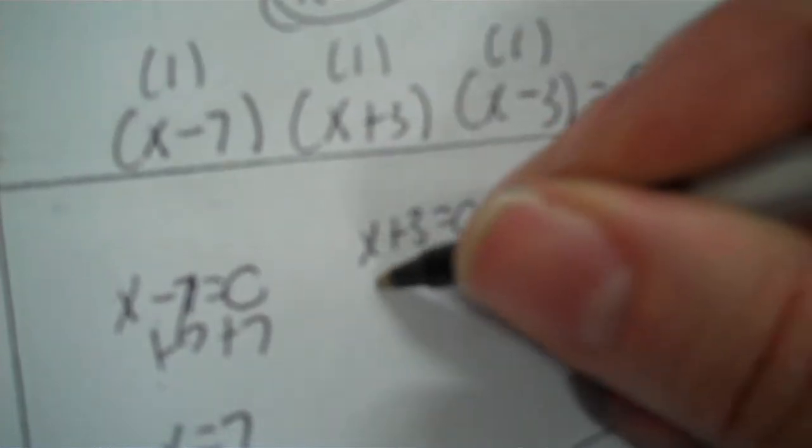Okay, all of these, the x's to the first power, so they all have just one answer, which will make 3. So plus 7, I get 7. Minus 3, you get negative 3.